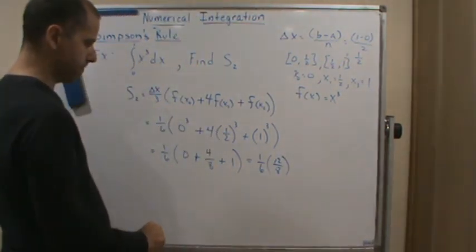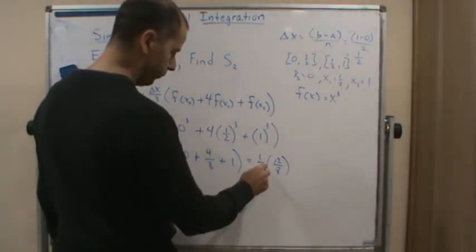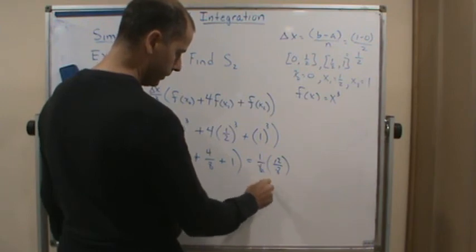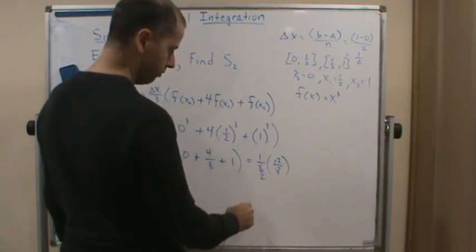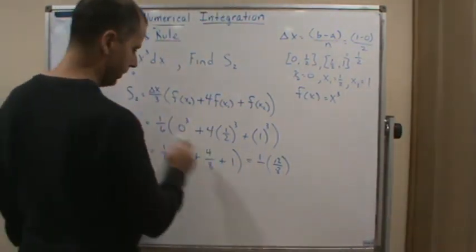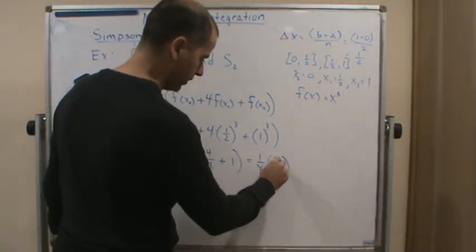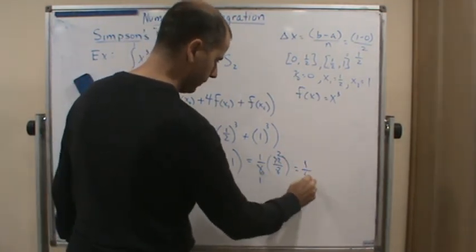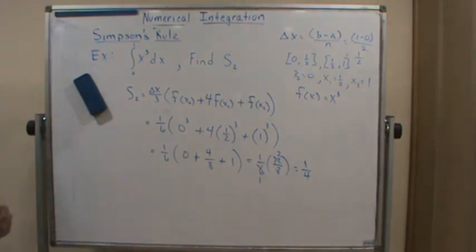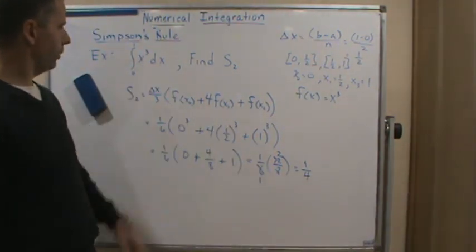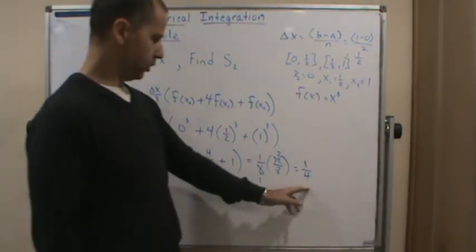Okay, and if we cancel. Oh, wait a minute, sorry. So 6 goes into 12 2 times, and so we get 1/4. And so we approximate the answer to this integral to be 1/4.